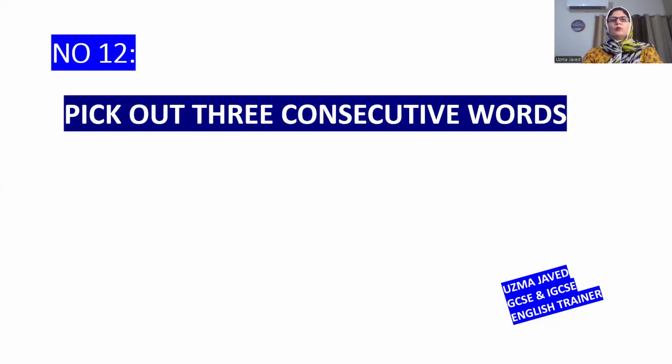The next command word can be pick out, for example, three consecutive words. When the question says three consecutive, it means that they should be next to each other. It should not be a broken answer from three different places. Rather, the three words should be next to each other, and you will not write them in your own words. You will pick them, because the command word says pick out.